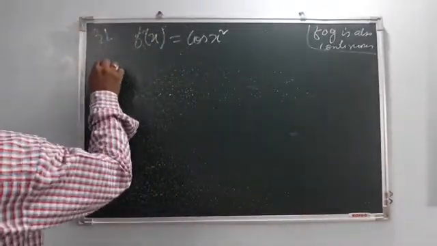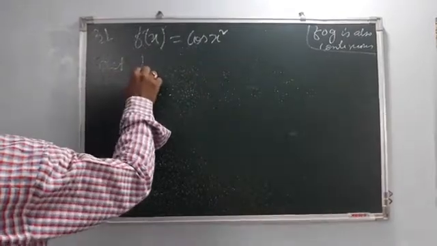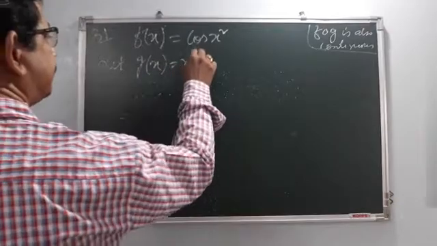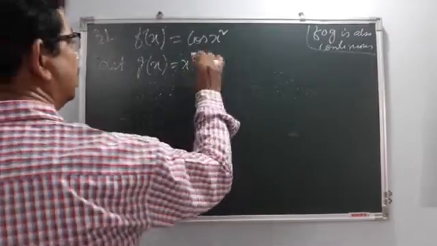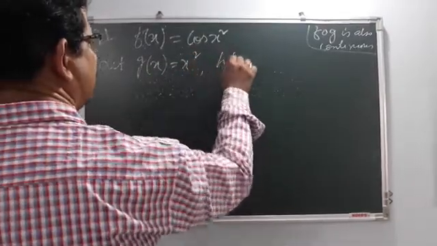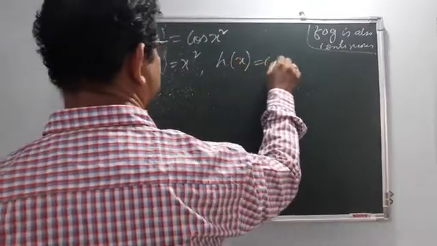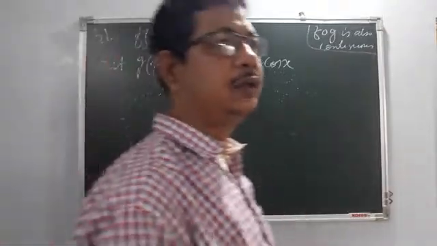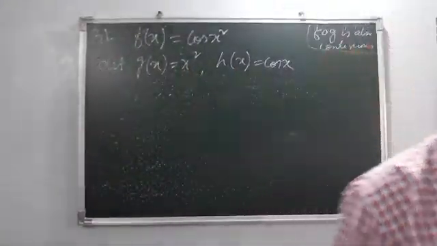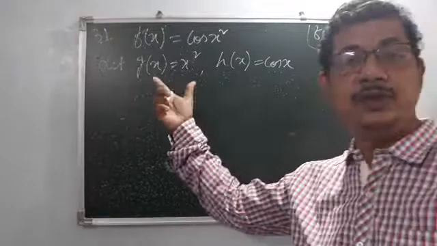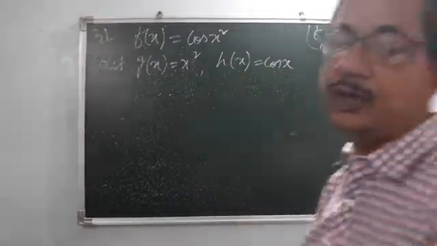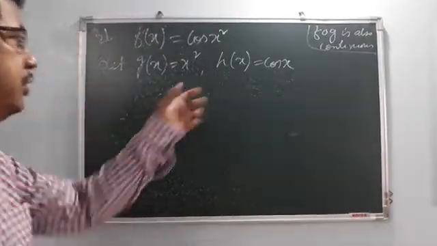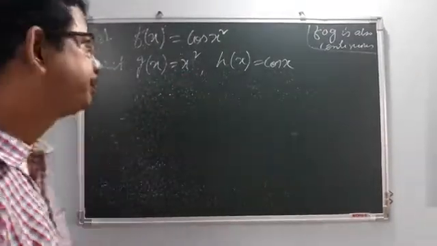Now we will take, let g(x) equal to x square and h(x) equal to cos x. That is our assumption. We have taken two functions. One is g(x), another is h(x). g(x) we have written as x square and h(x) we have written as cos x.